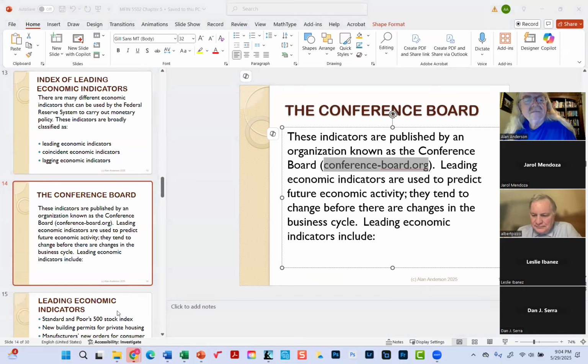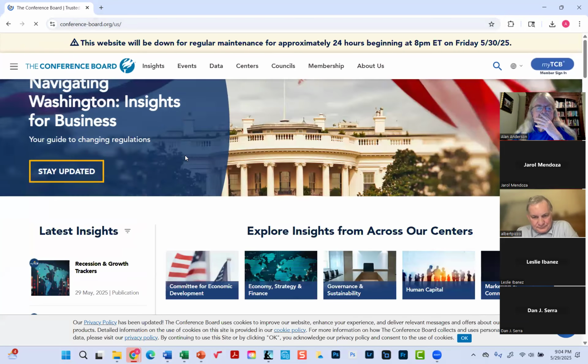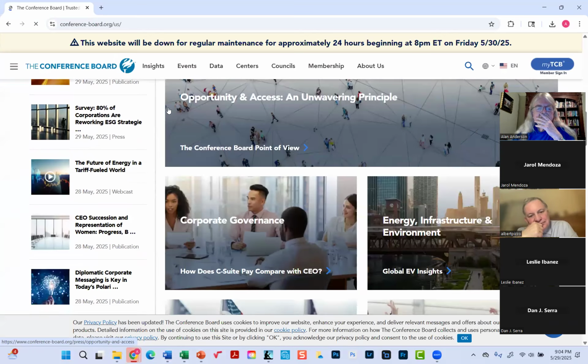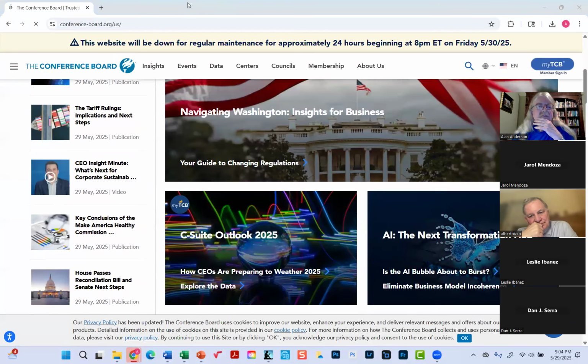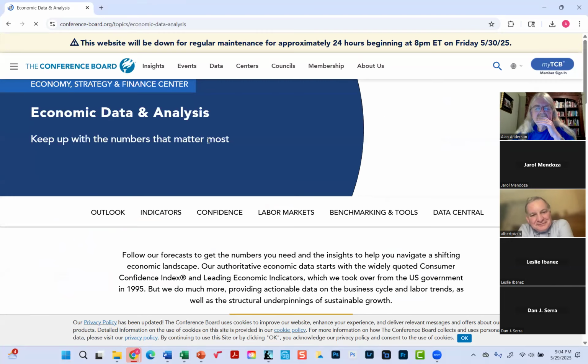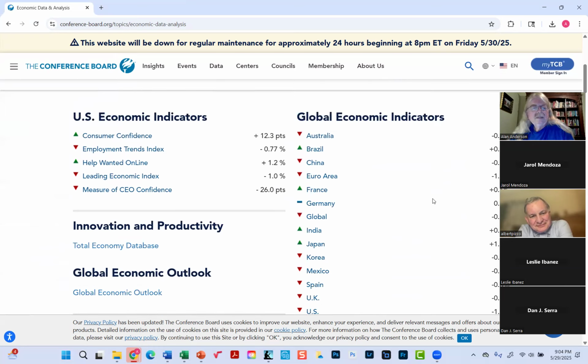Let's see if we can go there for a second. Hmm. No, I was hoping to get some tables here. Data. Oh, here it is. All data. Indicators. All right. So there's some highlights of the indicators. And they have foreign countries too. Wow, look at that. Consumer confidence went up quite a bit as we saw.